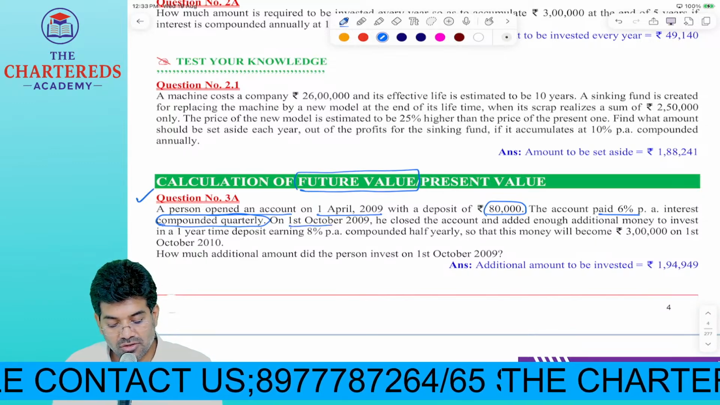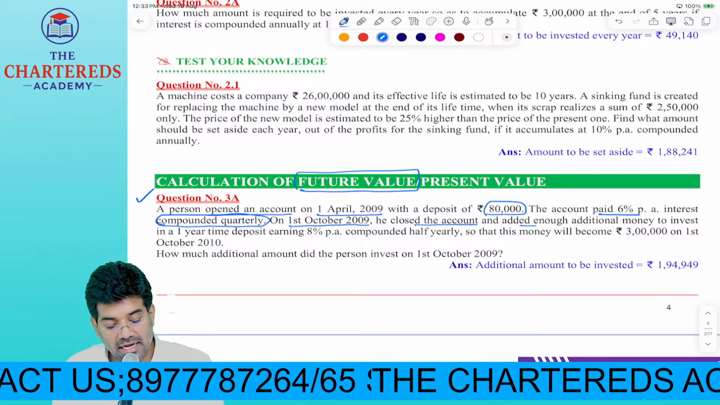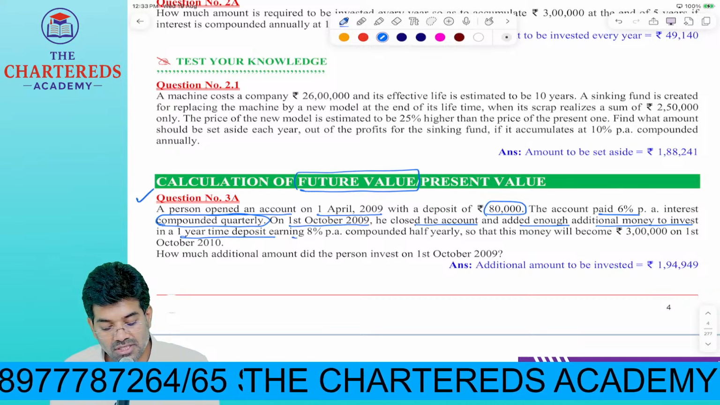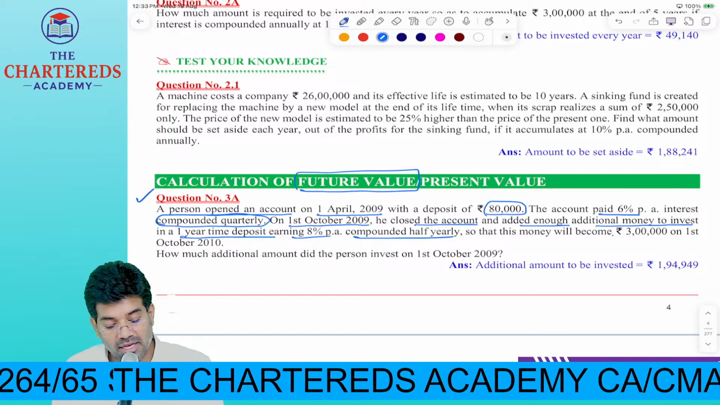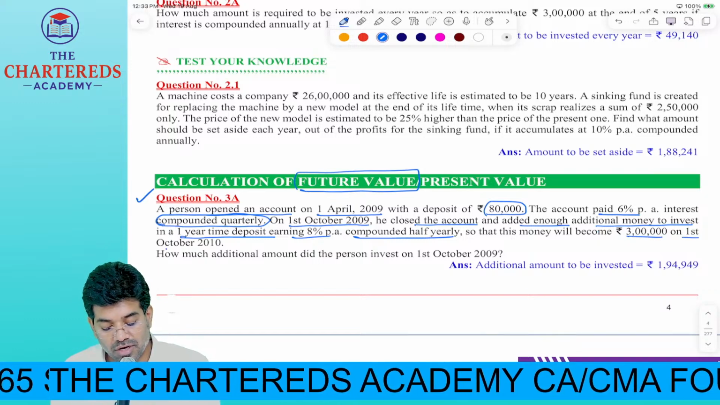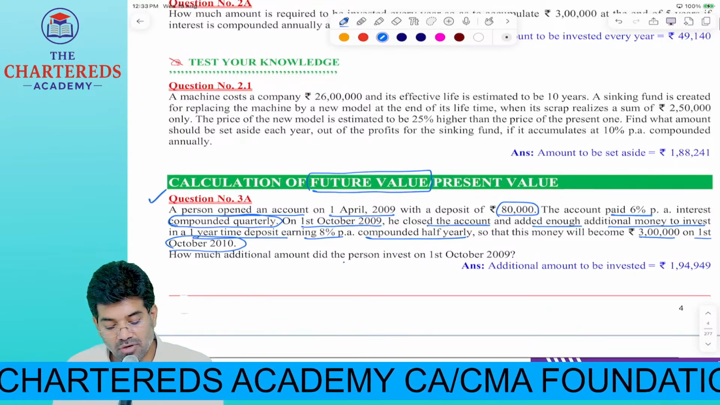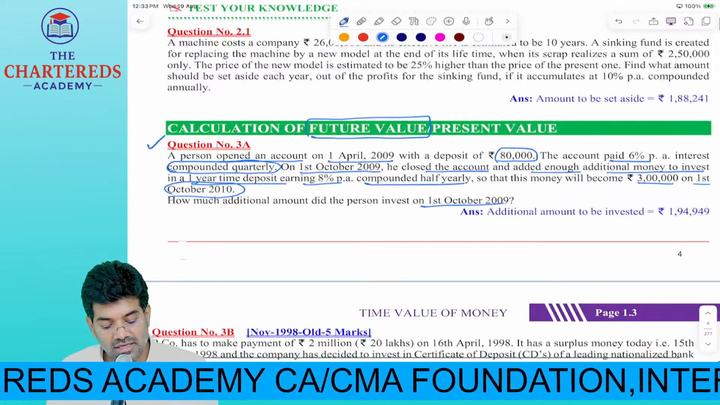On 1st October 2009, he closed the account and added enough additional money to invest in a 1-year time deposit earning 8% per annum compounded half yearly. So that money will become 3 lakhs on 1st October 2010. How much additional amount did the person invest on 1st October 2009?